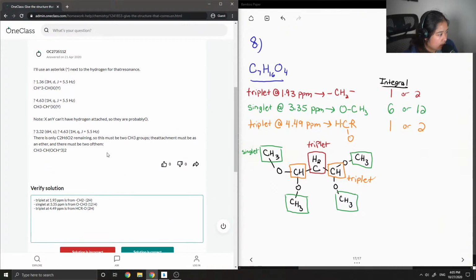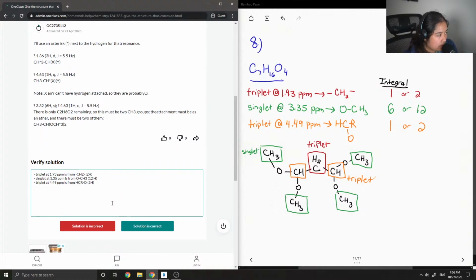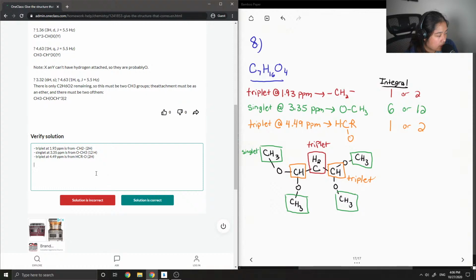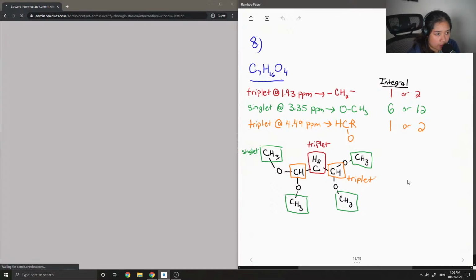I'm still trying to understand what the junior tutor said, but I'm pretty sure it's correct if I were to actually try to answer this type of question. I just kind of helped out their answer a little bit. So the solution is correct.